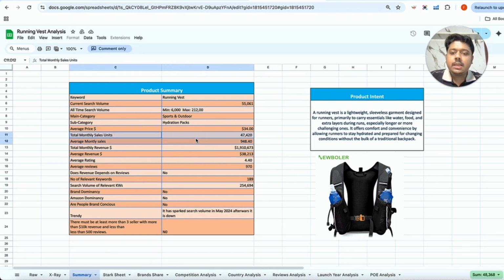Okay, total monthly sales units 47,000, and average rating is 4.4. Number of relevant keywords 189. Search volume and brand dominancy, no. Amazon dominancy, no. Are people brand conscious, no. Trendy. Now this is unusual. It sparked search volume in May 24. Afterwards it is down. So even though my price is good and the product doesn't depend on reviews, this is concerning. Search volume went to 6,000 and there is an abnormality in its trend. Like it has sparked search volume. So let's see that.